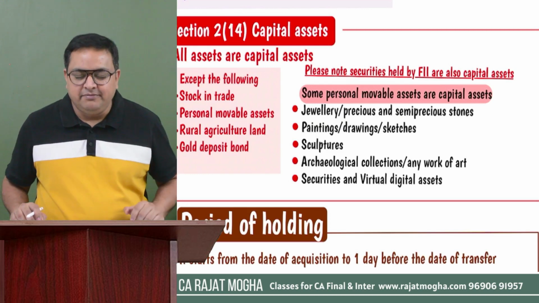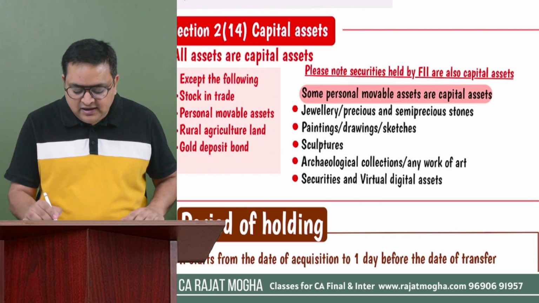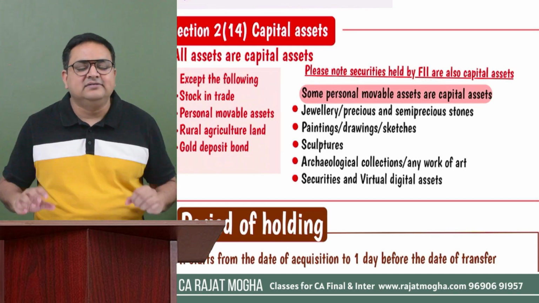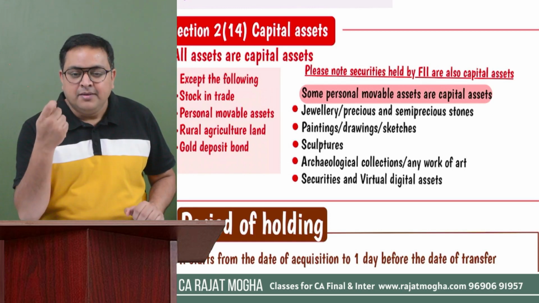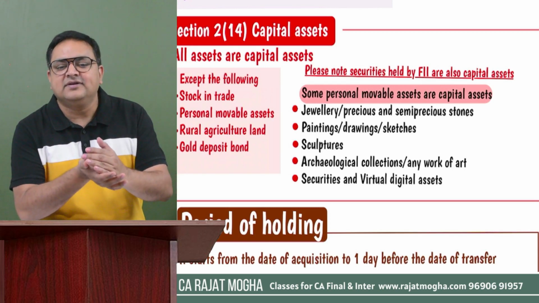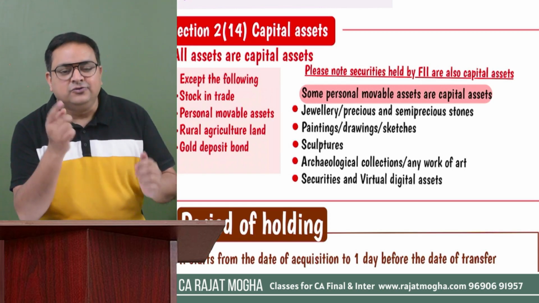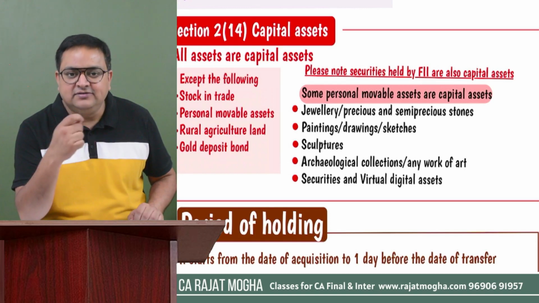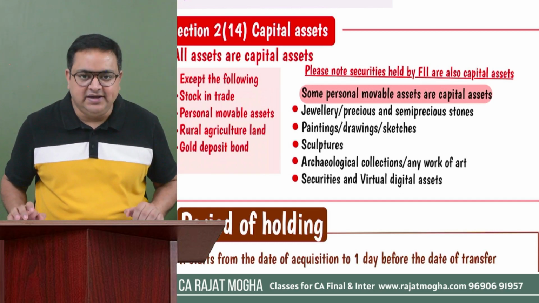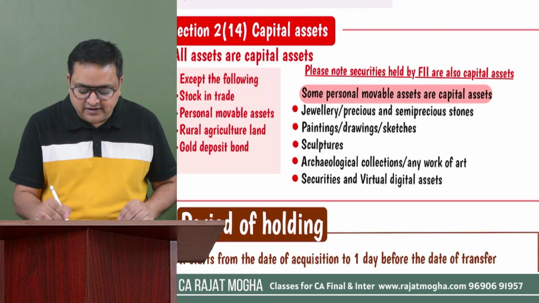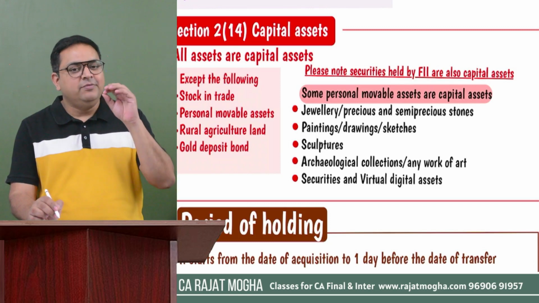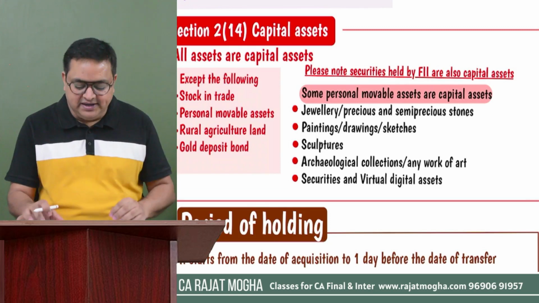One more important thing, please remember, especially for MCQ. It is for FIIs, foreign institutional investors. Foreign institutional investors generally buy and sell securities, so generally they are in such business. But if they are transferring their securities, then these securities are treated as capital assets. Whenever FIIs sell their securities, it will be considered capital gain, because securities are covered under capital assets. So please note, securities held by FIIs are also capital assets. For them, there would be no PGBP income. It would be capital gain only.